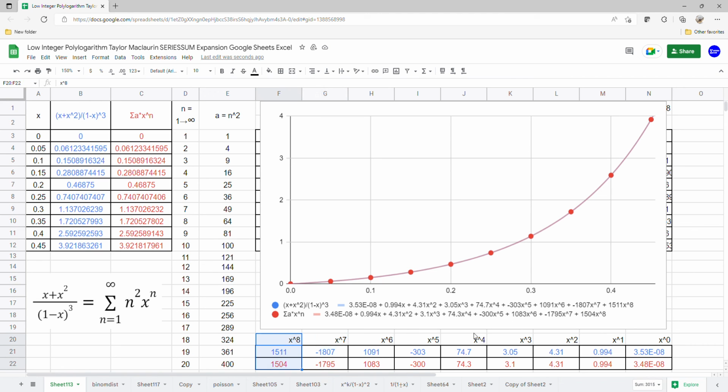Coefficient of x to the 8th, 1511 and 1504. So this completes the use of Taylor Maclaurin series sum and LINEST polynomial regression to generate the trend line and polynomials of the low integer polylogarithm of x plus x squared all over the quantity 1 minus x raised to the power 3.